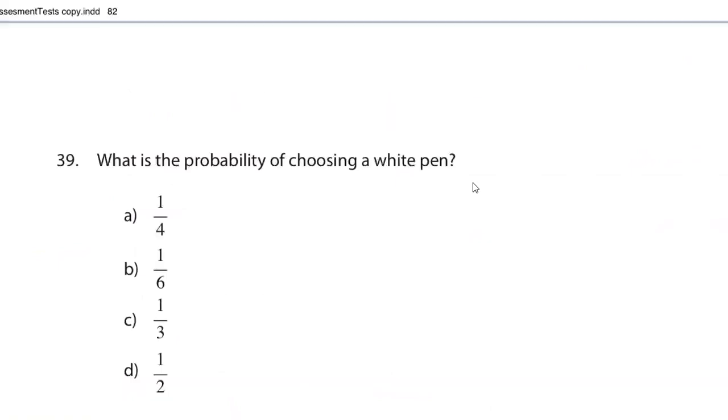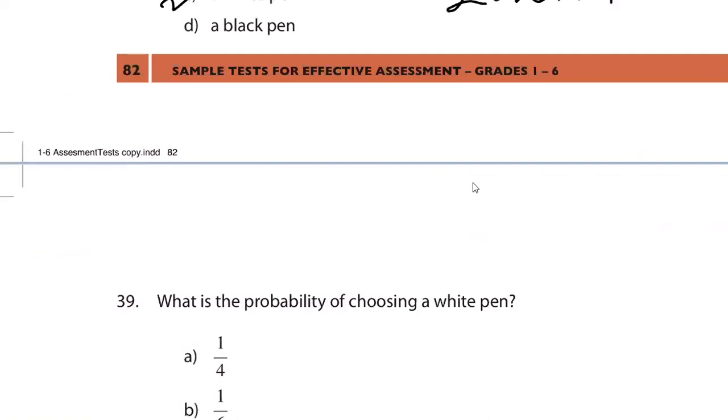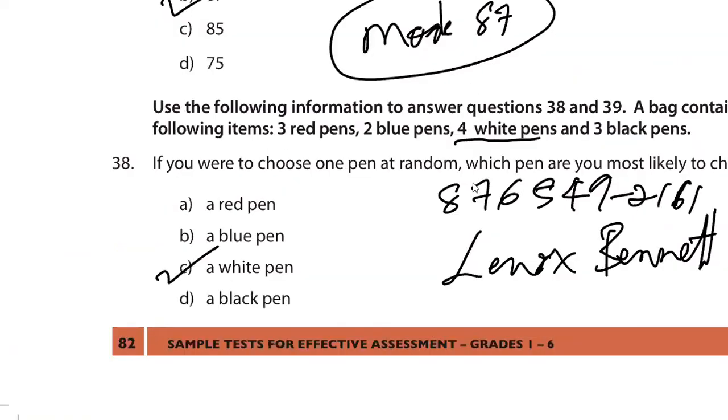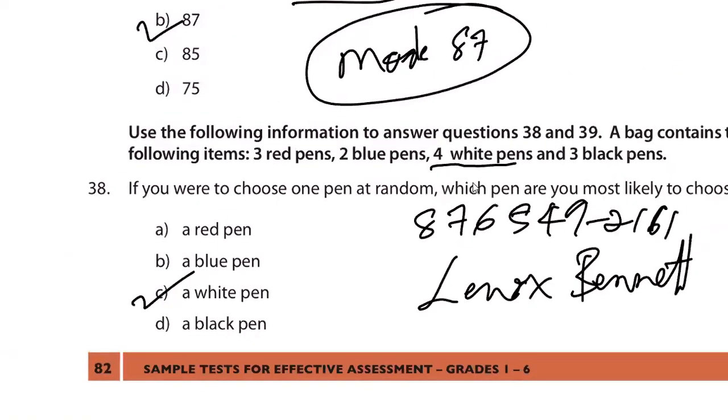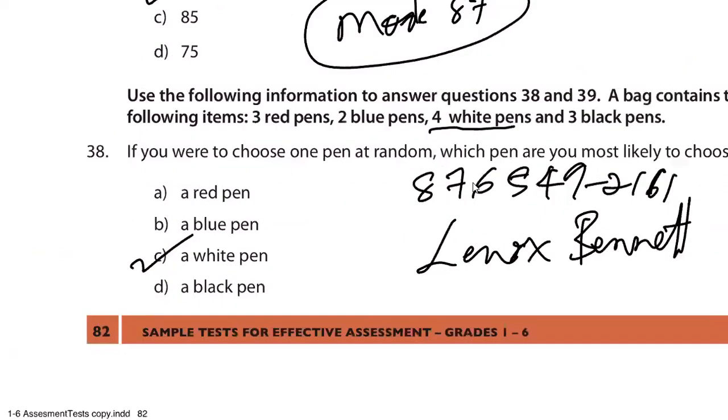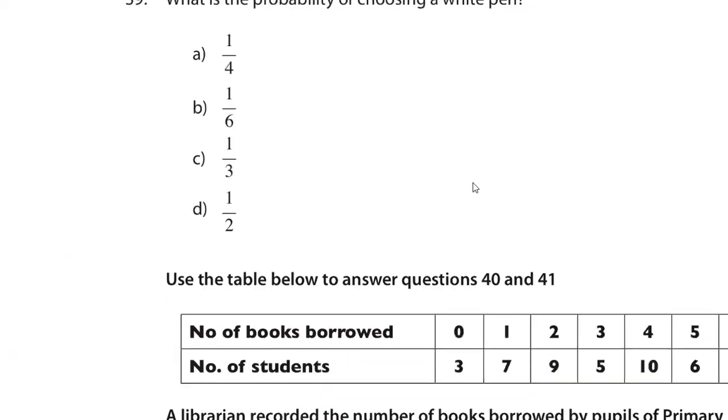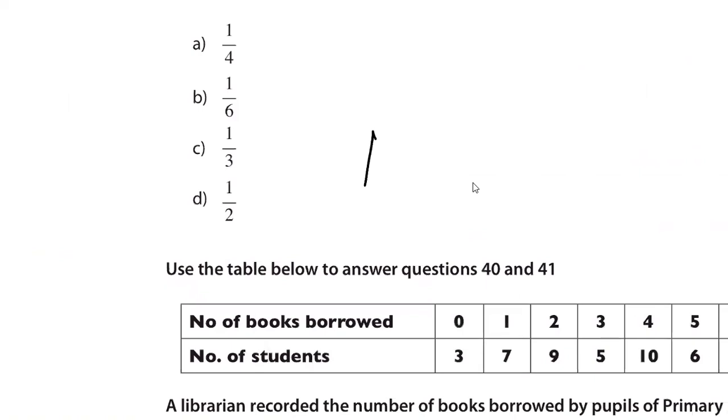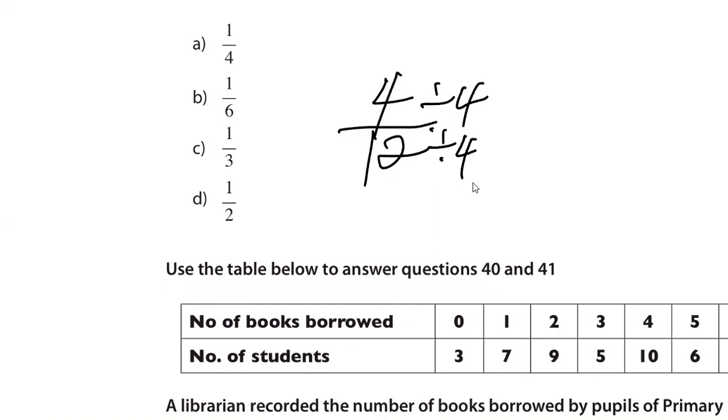Now, in order to get the probability, we need to know the total number of pens. So let us just do a rough check. 3 and 2, 5 and 4, 9 and 12. So it's a total of 12. The total is our denominator, and we have a total of 4 white pens. And we can break down the fraction by dividing by 4. That's 1 out of 3. So the probability of choosing a white pen would be 1 out of 3.